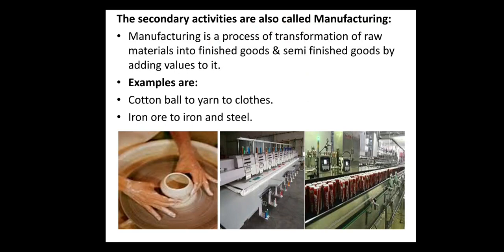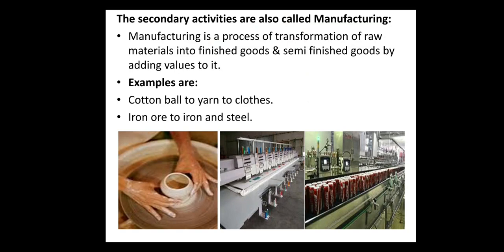So what is meant by manufacturing? Manufacturing is a process. A process of what? Transformation or converting of raw materials into finished and semi-finished goods by adding value to it. That is called manufacturing, or you can say secondary activities.